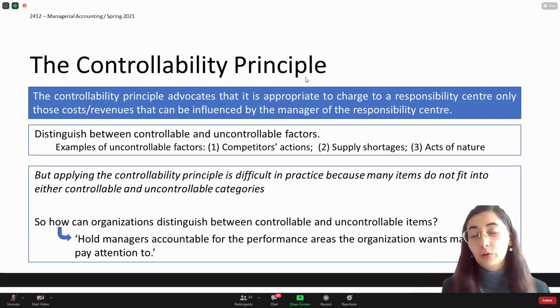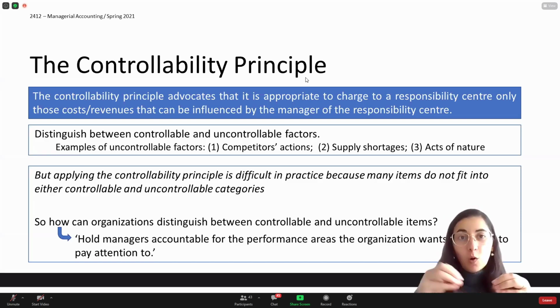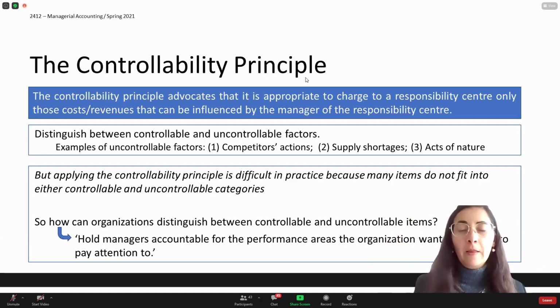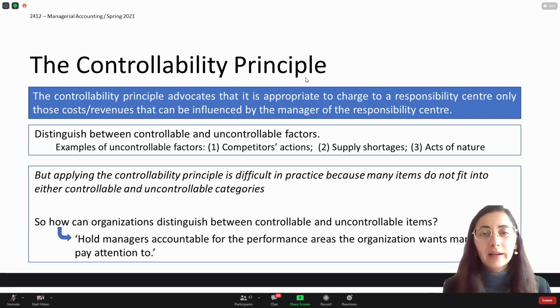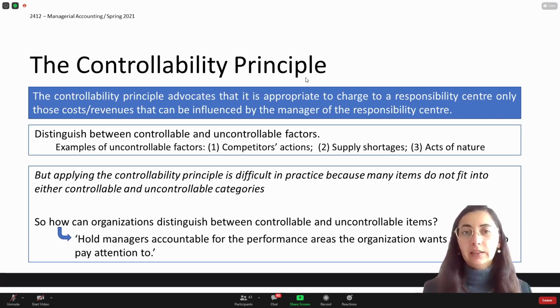Obviously, when we talk about these kinds of large investment decisions, it's not the small manager that is responsible. It's more at the level of the CEO. Maybe when you think about smaller components of the cars, we'll have a manager that is responsible for that. Okay. So when we have this kind of gray areas in controllable and non-controllable factors, what can organizations do to distinguish between these kinds of factors?